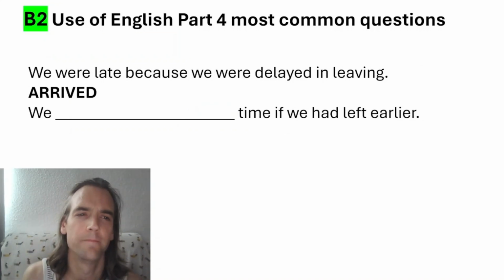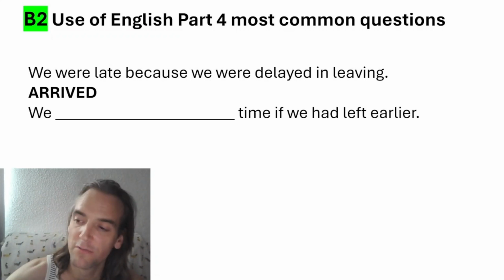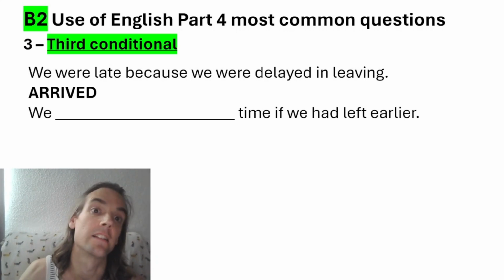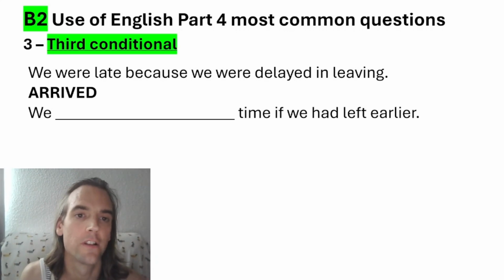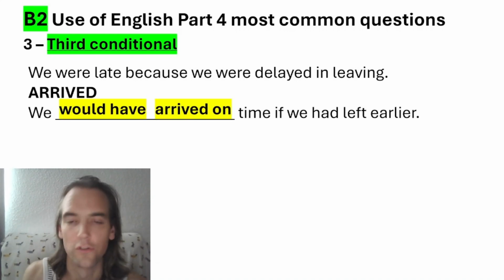Grammar point 3. This is obvious what it is, isn't it? Pause the video. Common B2 question, possible C1, a bit easy for C1, is conditionals, specifically third conditionals. We were late because we were delayed. We would have arrived on time.